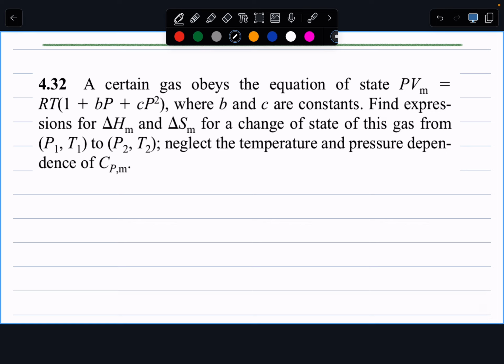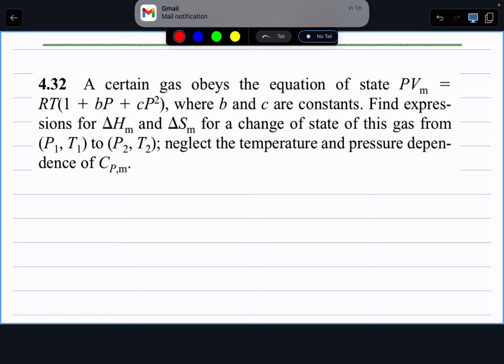So this one is a more comprehensive example. It's going to be a longer derivation, but at the end of the day, you'll be like, okay, this is the general way people use to solve for delta H and delta S. So in this case, we're given that a certain gas obeys the equation of state. So the equation of state is known. That's P V_m equals RT times (1 plus BP plus CP squared).